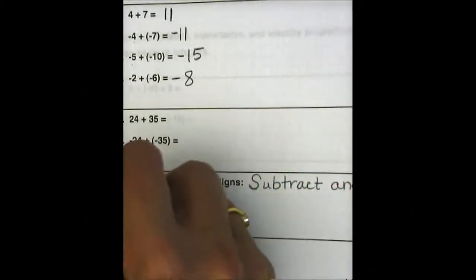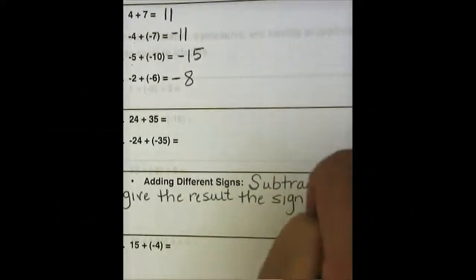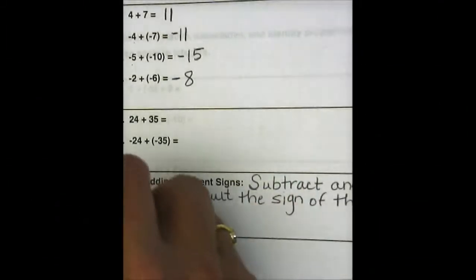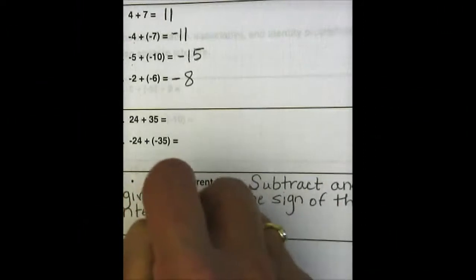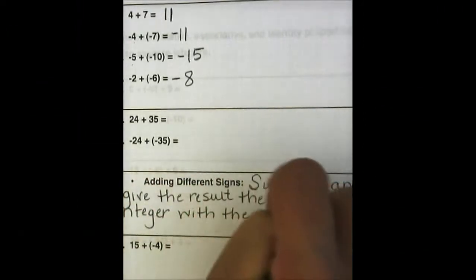and give the result, or the answer, the sign of the integer with the greatest absolute value. Now, that seems really hard.